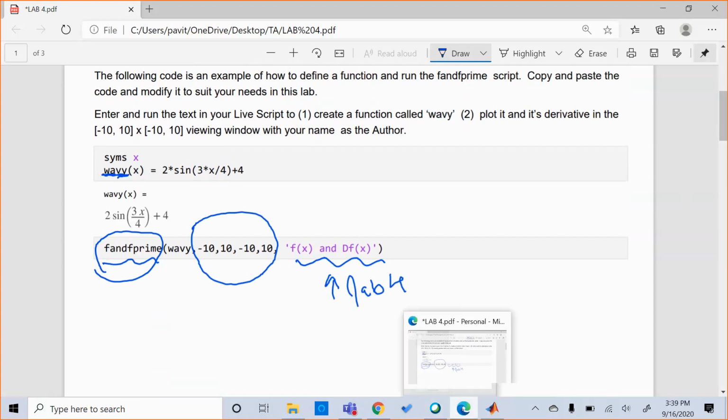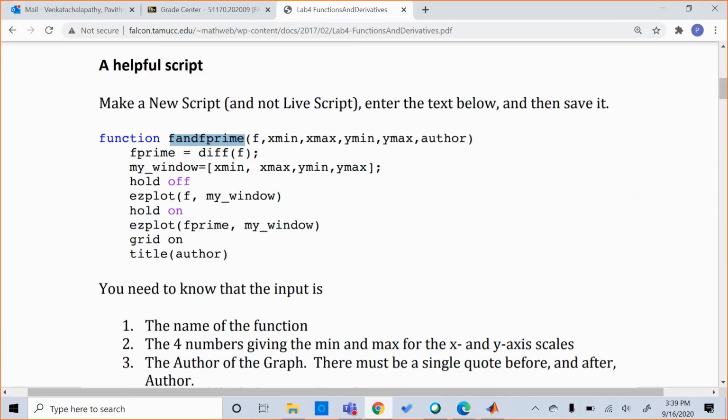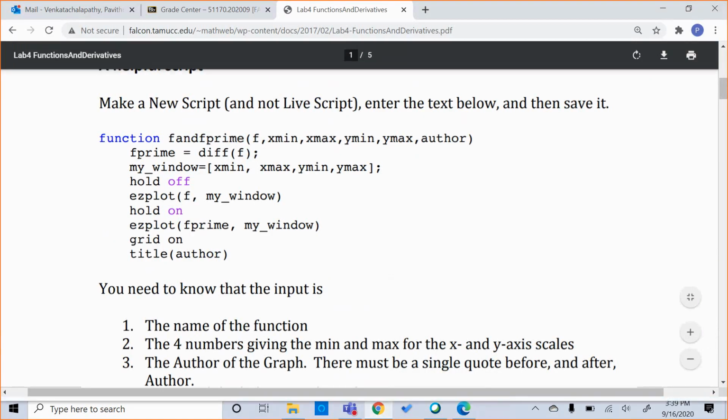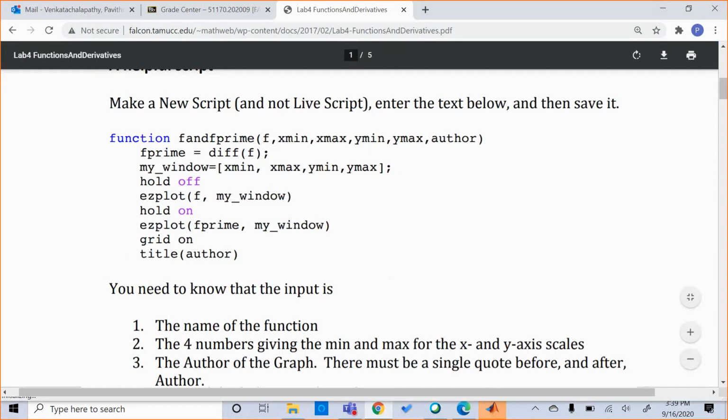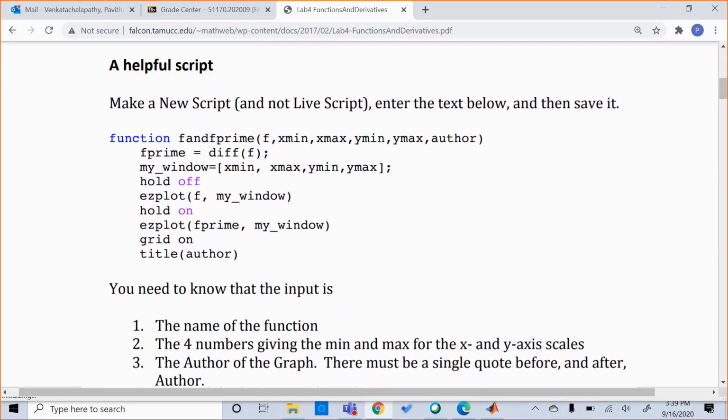Okay, you have a code here. So f and f prime is the variable you want it to be acting as a command. So f is your function, x minimum, x maximum is your x values, y minimum and y maximum will be the corresponding y values. Author is nothing but the title. Okay. What am I doing here? I am saying that my f prime is nothing but differentiation of f.